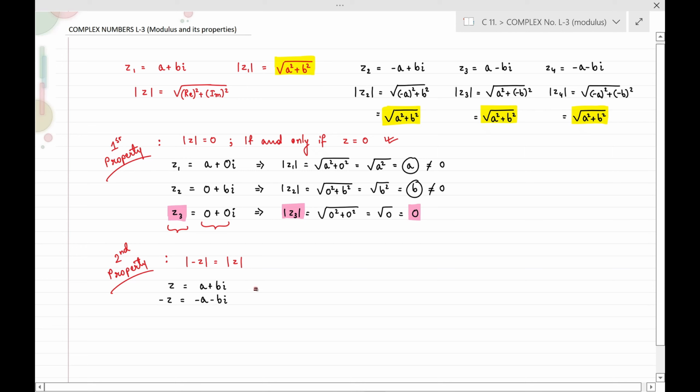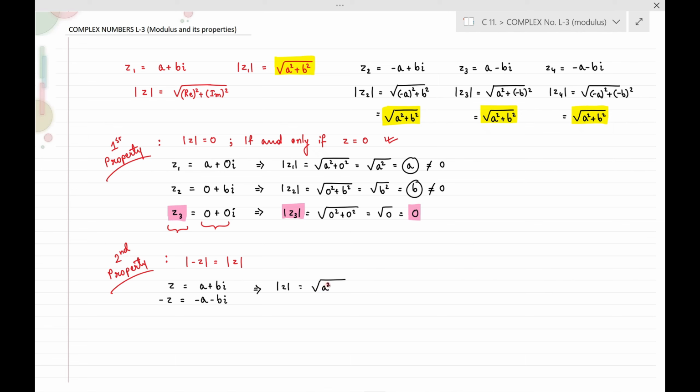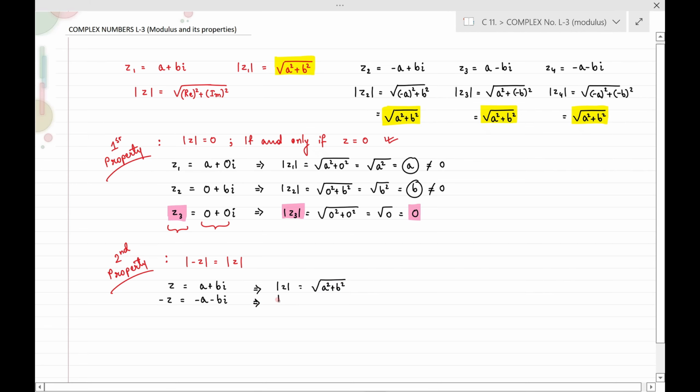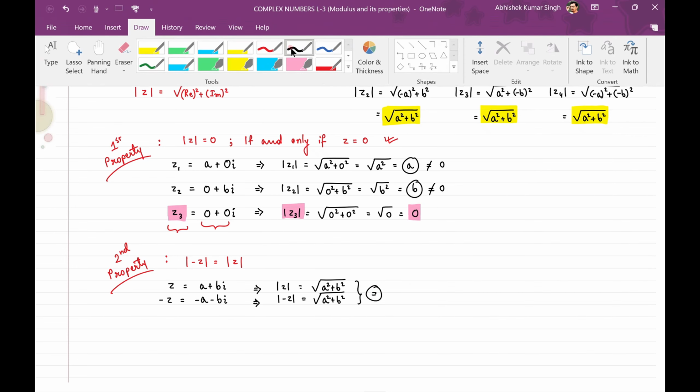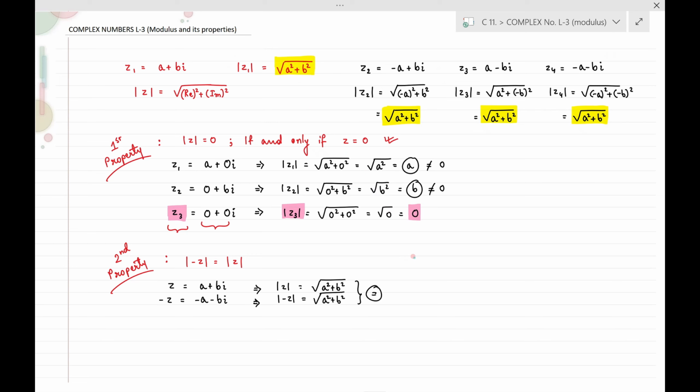Now if we find out the mod of z, we get under root a square plus b square, whereas if we find the modulus of negative of z, we get again the same thing, a square plus b square under root. So the values are equal. Now let us go through the third property.